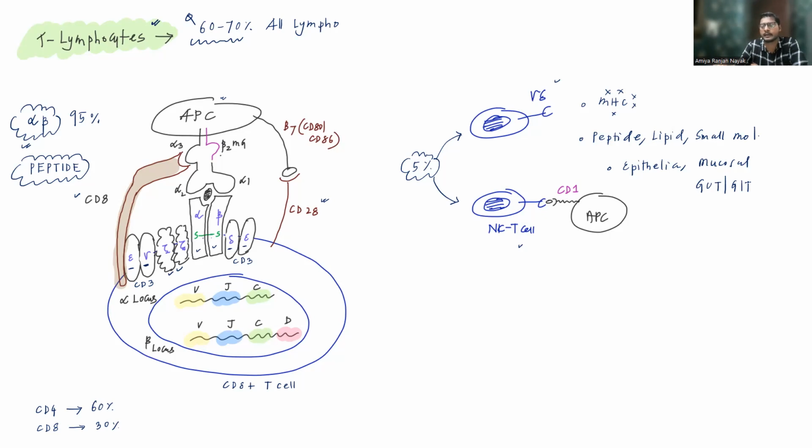If you see the NK T cells, again, these are not the same as NK cells. NK cells are different. NK cells play a major role in innate immunity, which we'll discuss under the innate immunity section. NK T cells do not need MHC molecules, but they need an MHC-like molecule, which is known as CD1. So they need antigen presentation with the help of the CD1 molecule, which is an MHC-like molecule, and they identify glycolipid antigens.